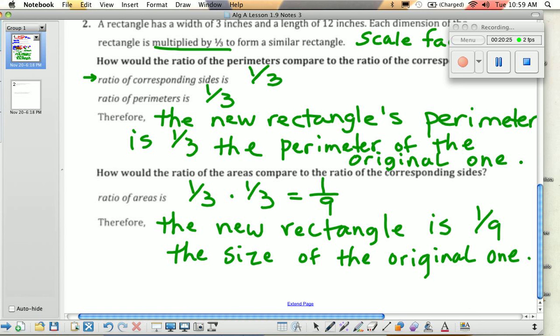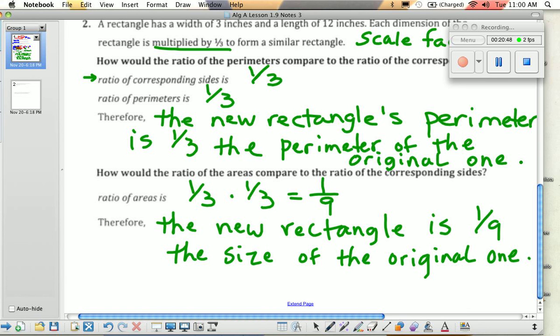Now, we'll very quickly verify it up here. We're still talking about the same rectangles. What's the area of this one? How do we find the area of a rectangle? Length times width, so it's 36. What's the area of this one? 4 times 1, 4.